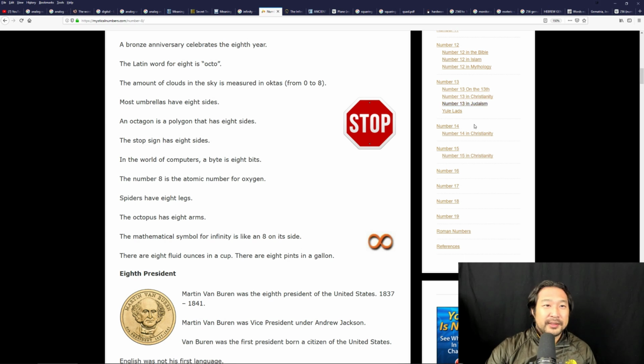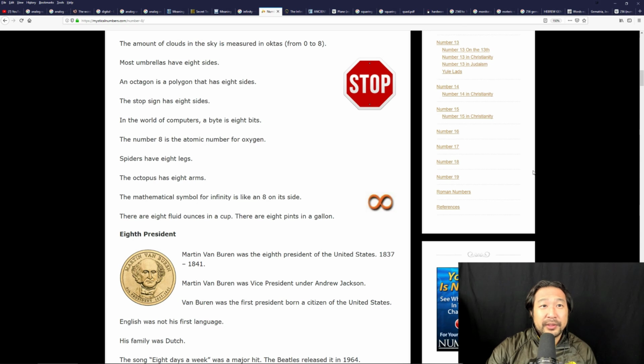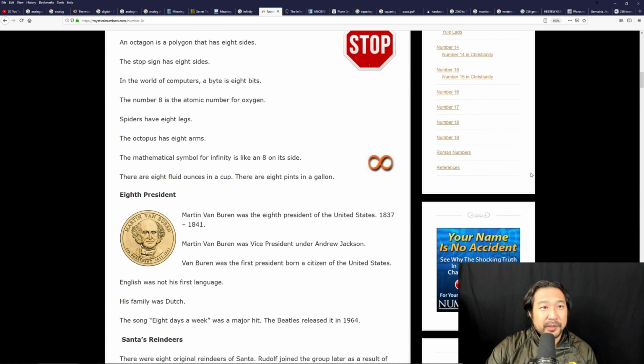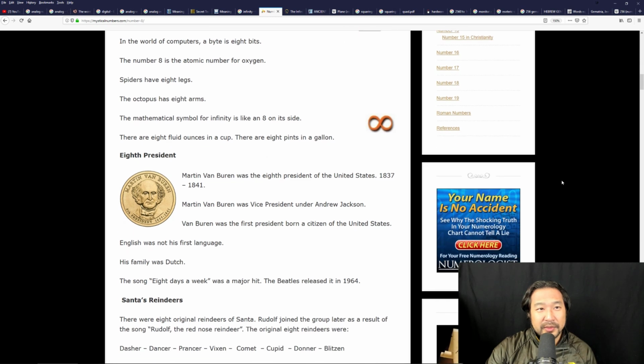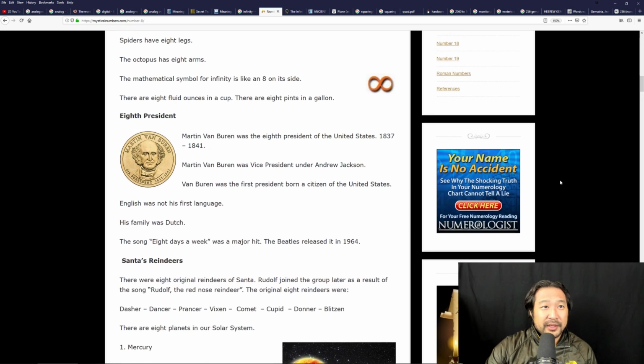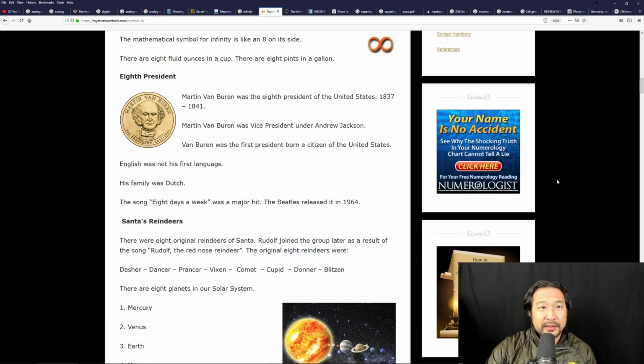A stop sign has 8 sides. Yeah, octagon. A polygon has 8 sides. And in computers, a byte is 8 bits. We know that. The number 8 is the atomic number for oxygen. Spiders have 8 legs. Octopus, 8 legs. Infinity. 8 fluid ounces in a cup, or 8 pints in a gallon.